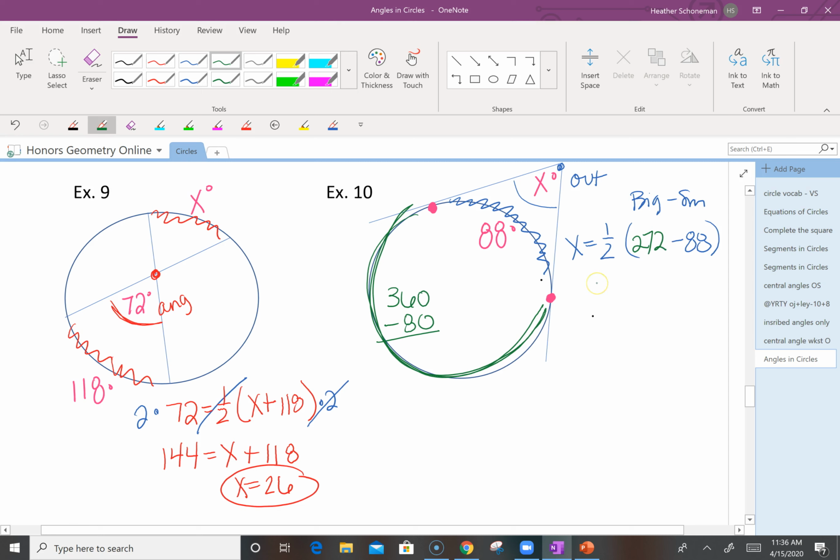Okay, and now I can simplify this. So I can say 272 minus 88 is 184.